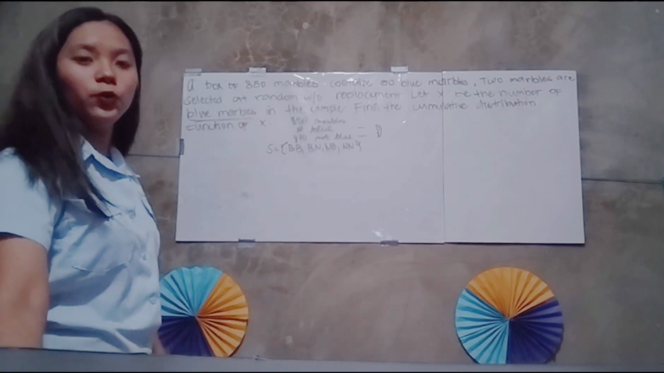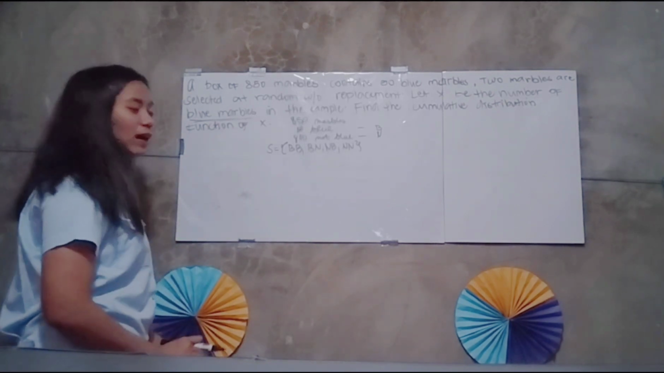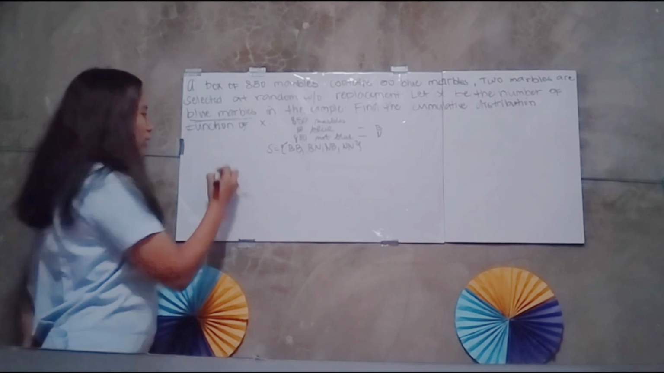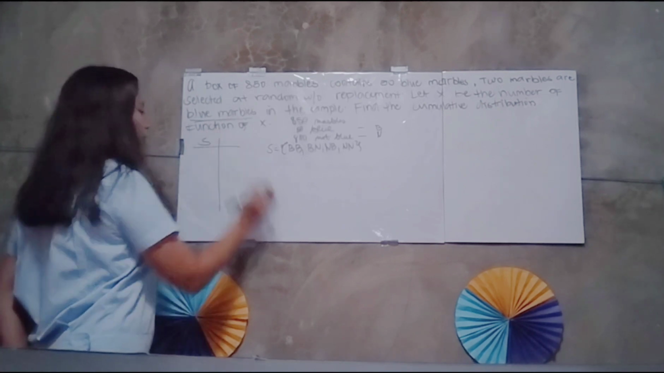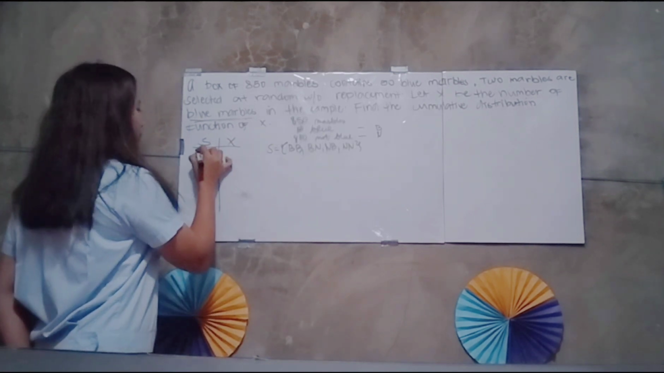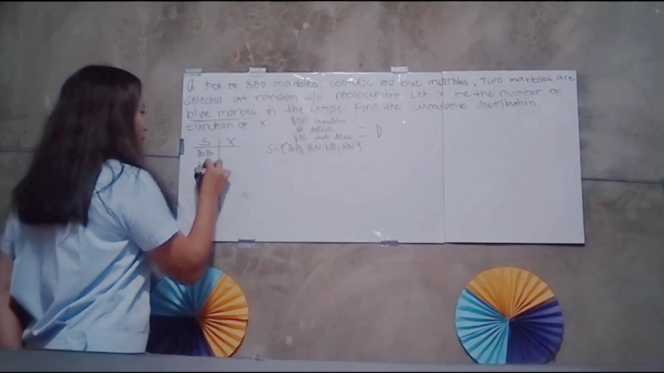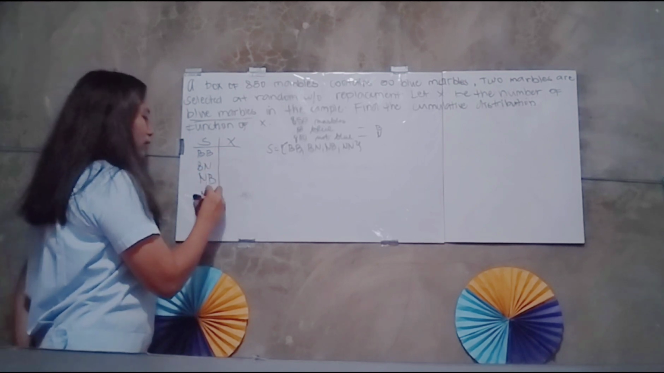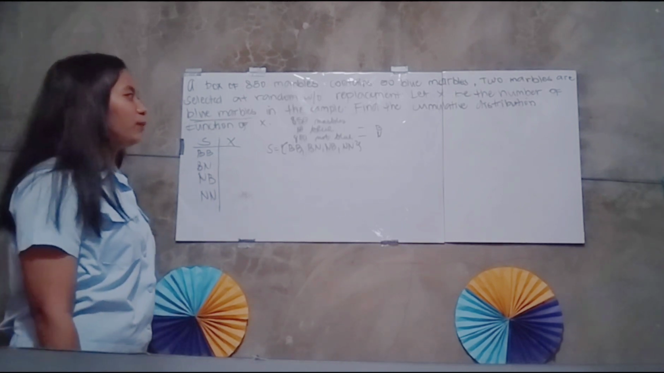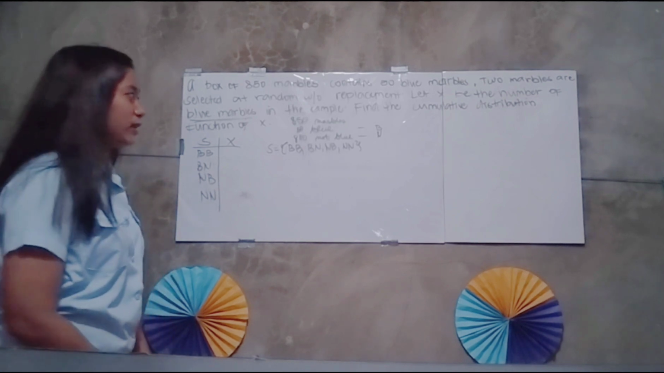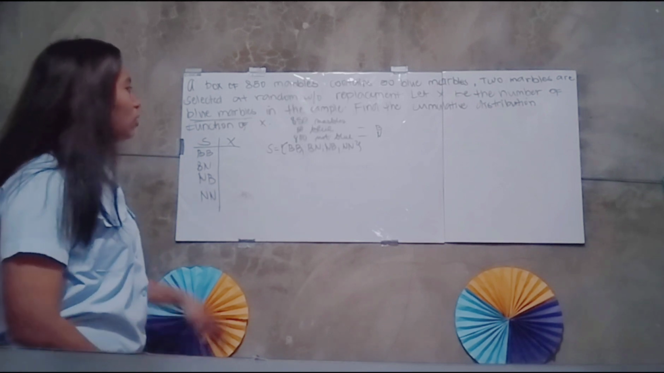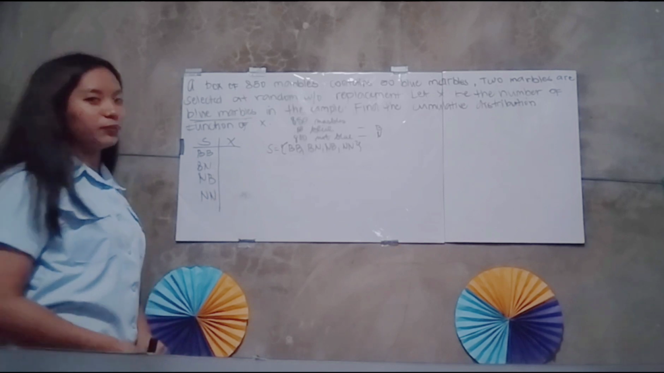Next step, we need to have the random variable X. So let's have a table here, S for the sample space and X for the random variable. So we have BB, BN, NB, and NN. In this problem, we need to follow that the selection of 2 marbles is without replacement. And here, X is the number of blue marbles.